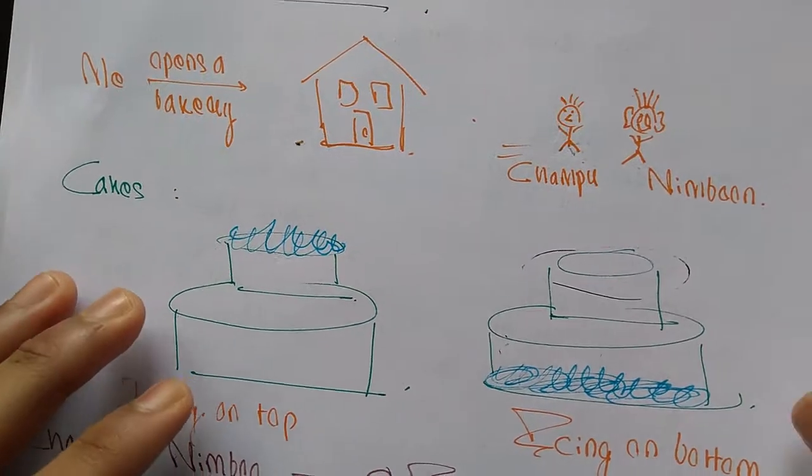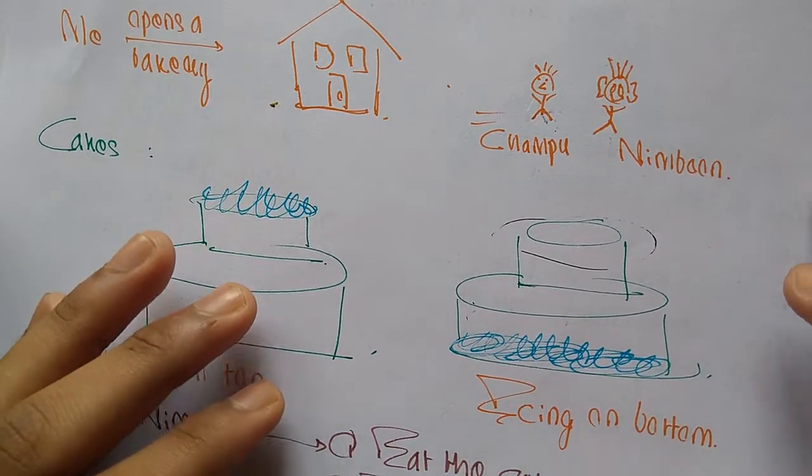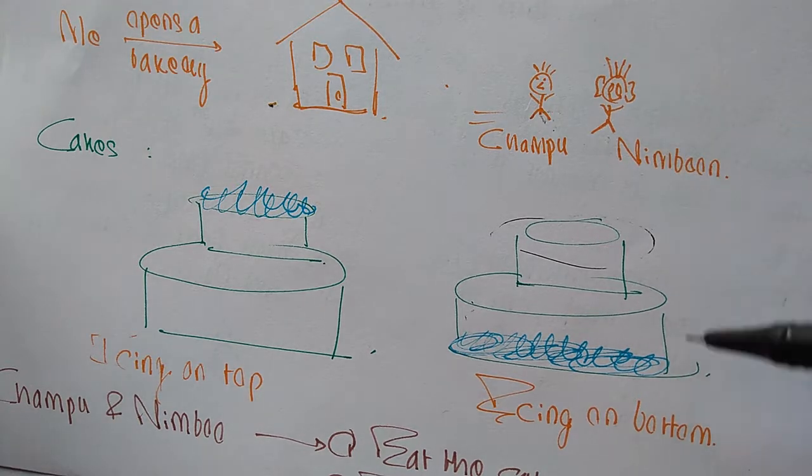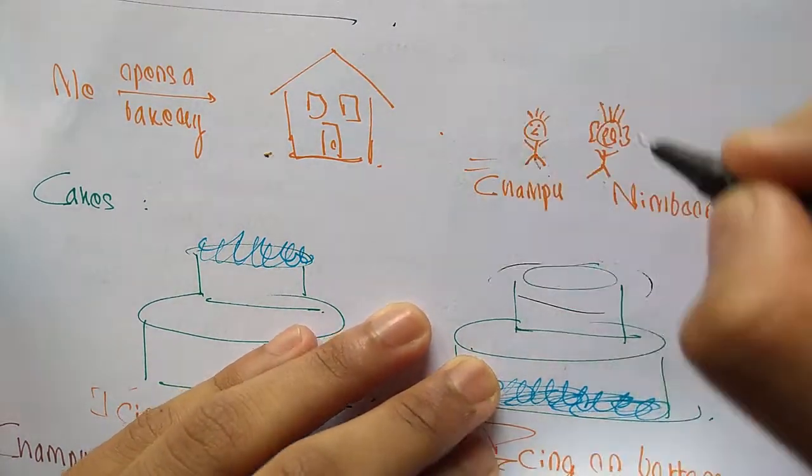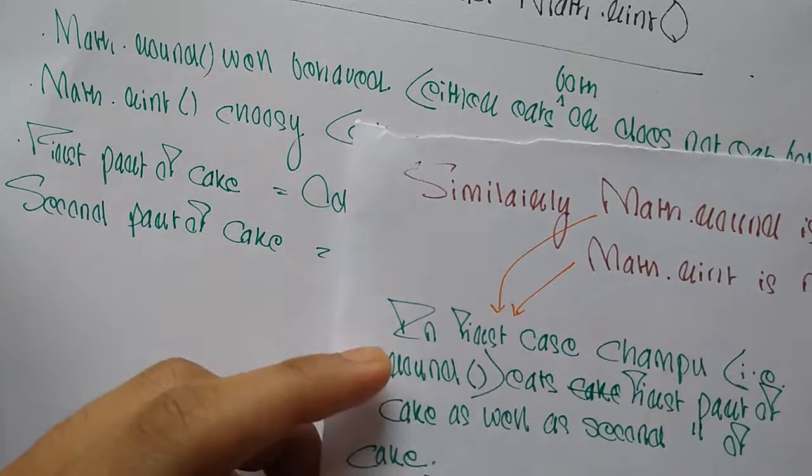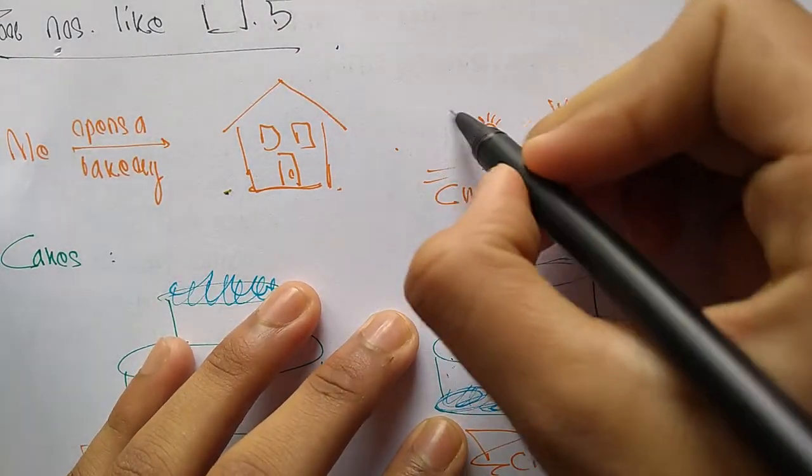Is it just a joke? Well, actually, Math.round and Math.rint work like Champu and Nimbu here. Okay. Suppose Math.round is Champu. Okay. Math.round.